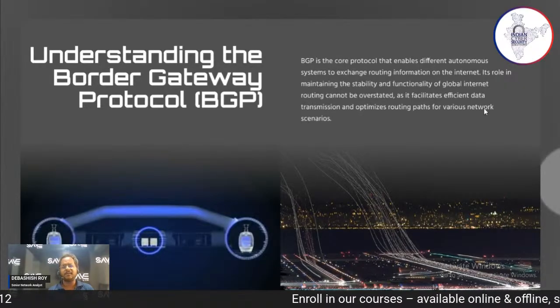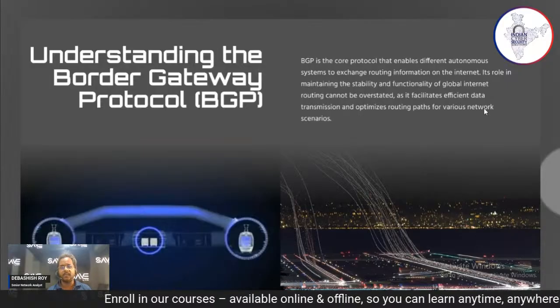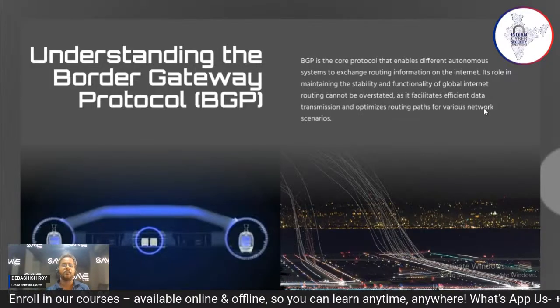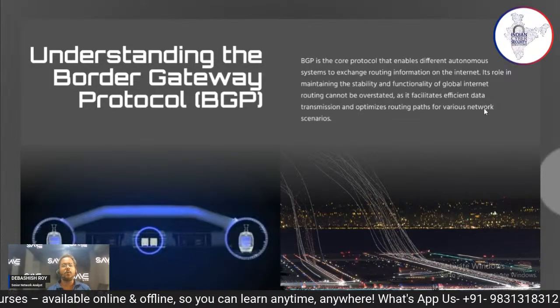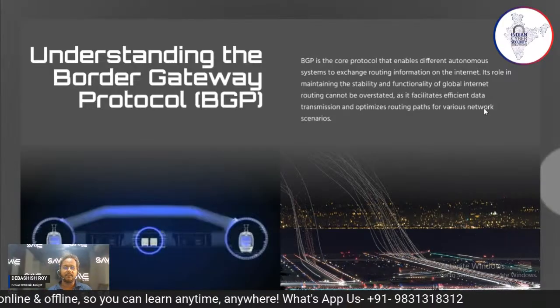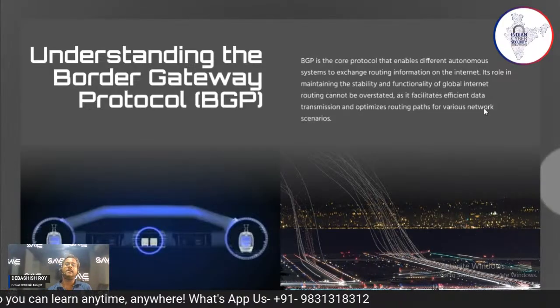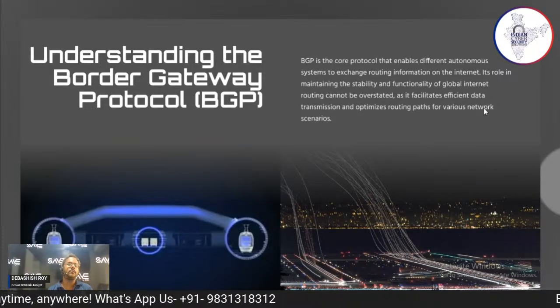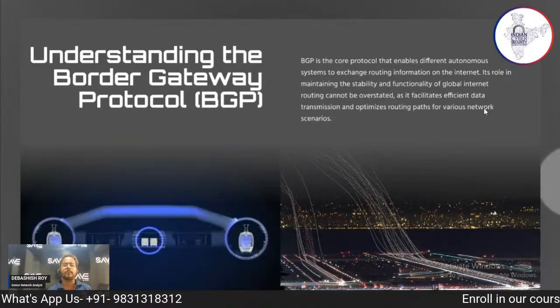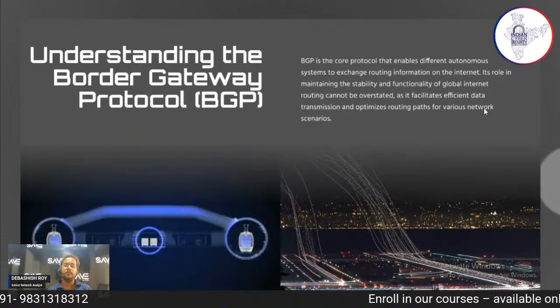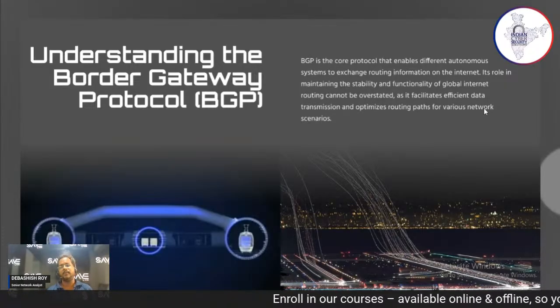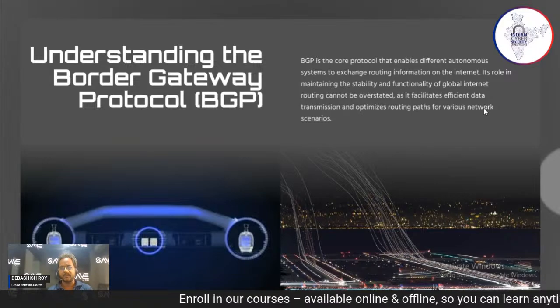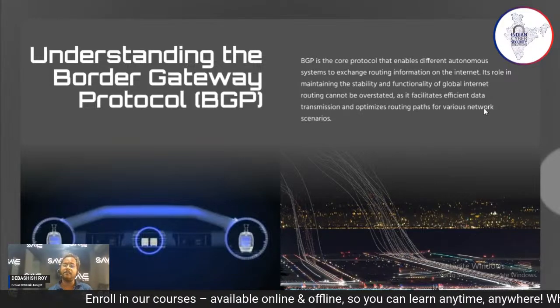And as you know, there are other protocols like EIGRP, OSPF, and the Routing Information Protocol, RIP, but these are not used in the case of the internet. Do you know why? Because the internet has millions of routes, and these protocols are not capable of exchanging all those routing prefixes. So it is the internet backbone protocol.